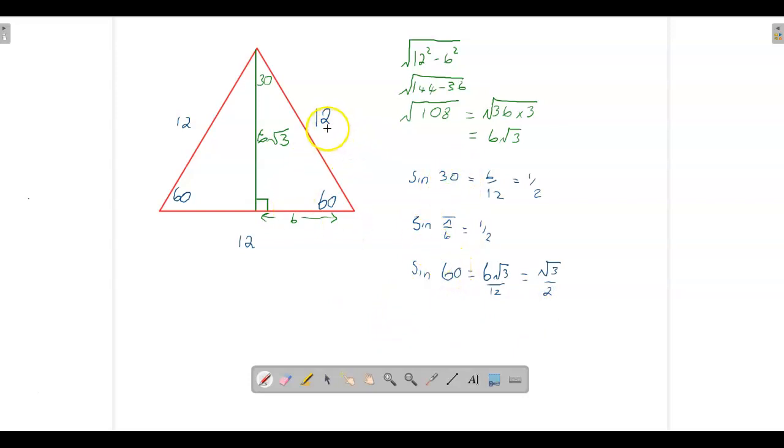So I've got these two sine angles for 30 and 60 without using a calculator. And it wouldn't have mattered what number I started with here. I could have started with 16 or 100, but it will always end up giving me sine 30 equals a half. You can try your own on some of the worksheets.